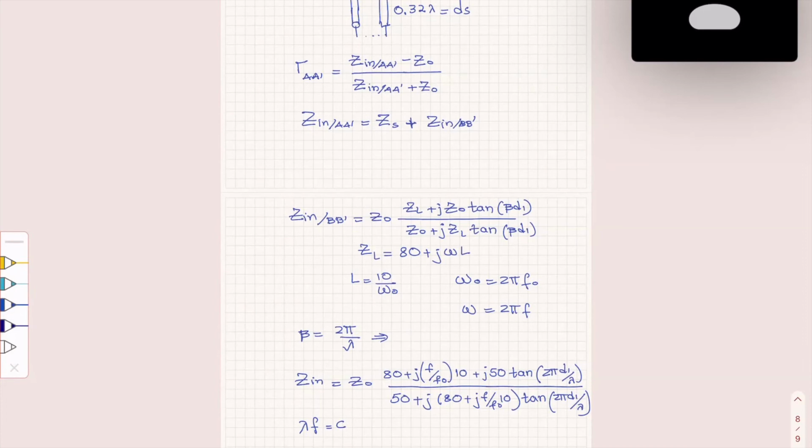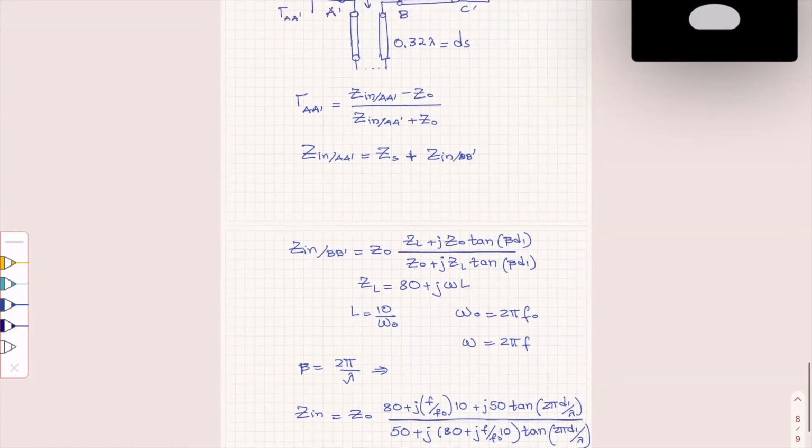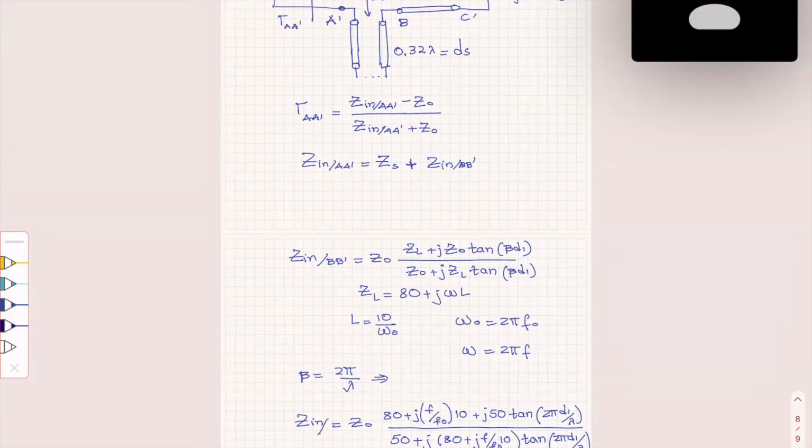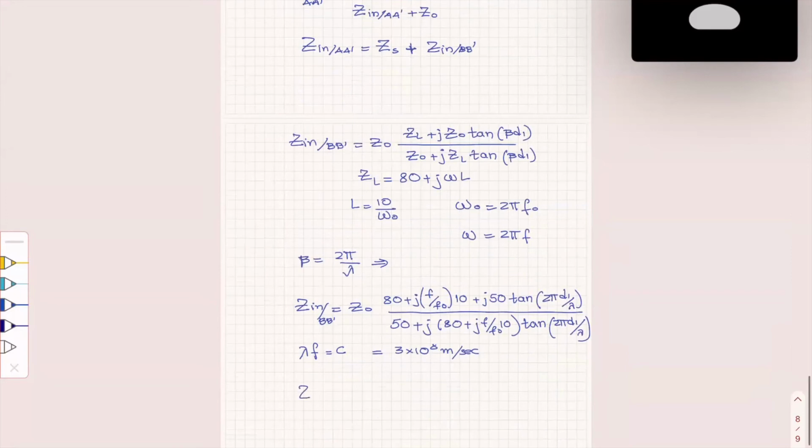Absolutely, yes. So now, let's assume this is an ideal transmission line, so it's going to be 3×10⁸ meters per second. Okay? And now you have everything in frequency. That is the Z input at BB prime.